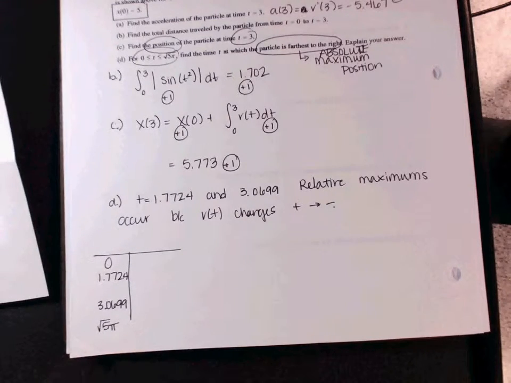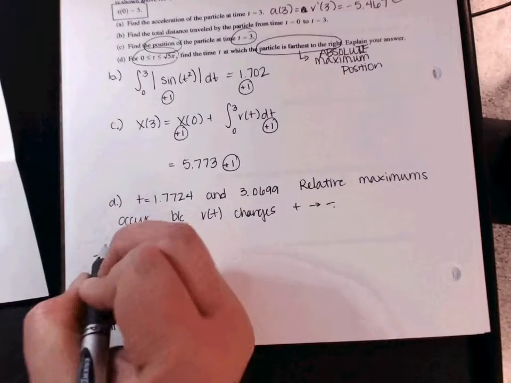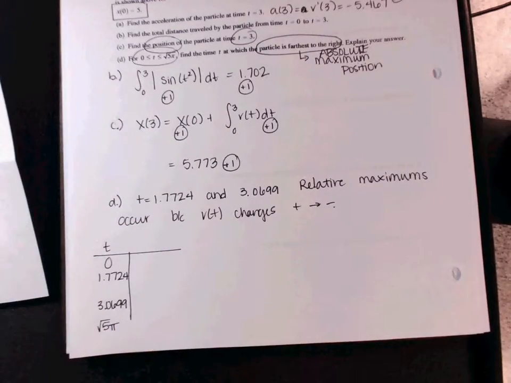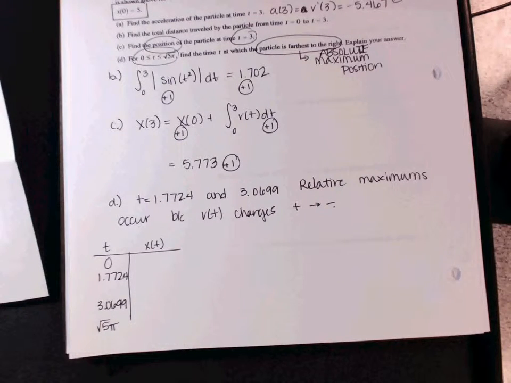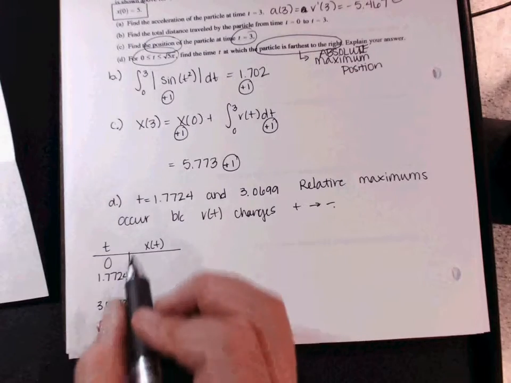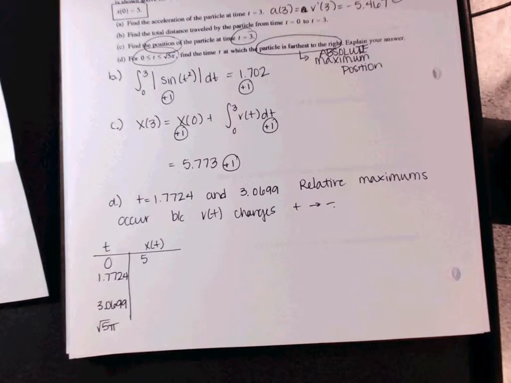Okay, now in order for this table to count as my justification, I have to label it. So I'm finding the time on the left side and the position on the right side. Which position do you already know? 0. At 0, what's the position? 5.